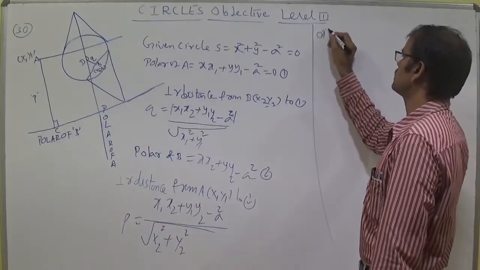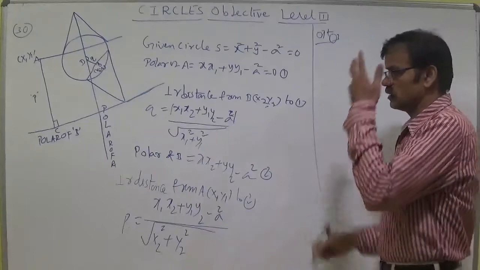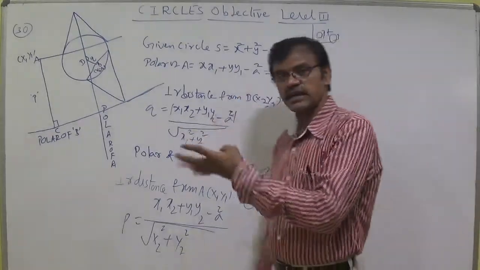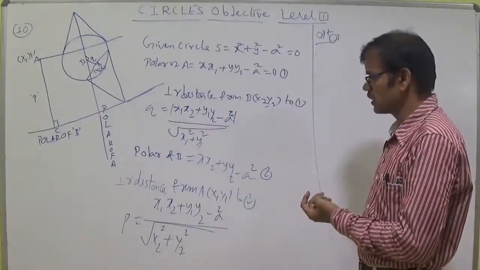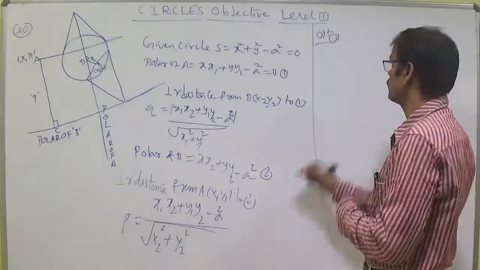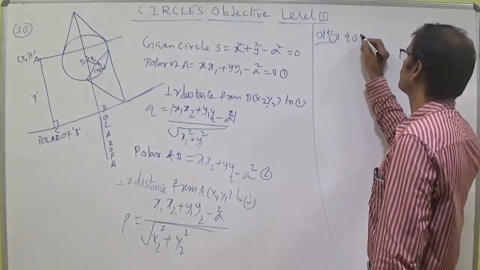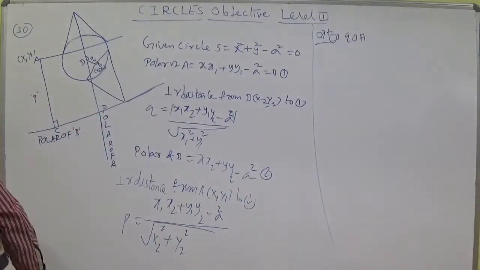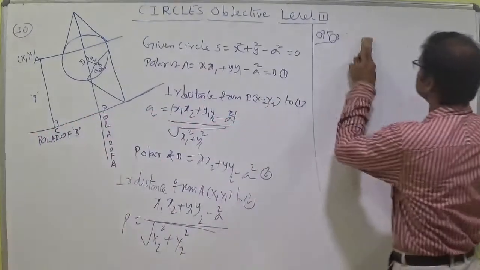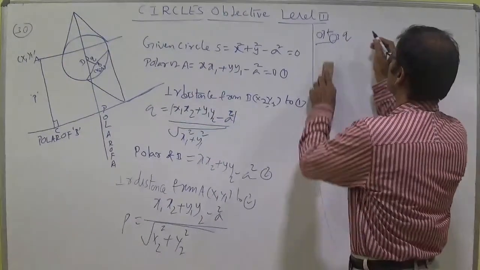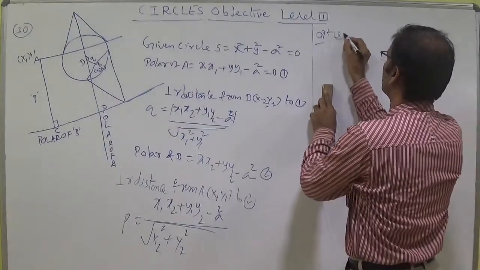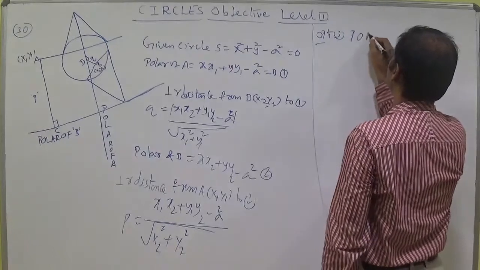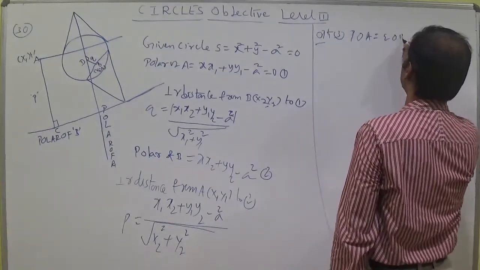Option 3 verification. If we change the letters, maybe it is the second option. That is why we may get confused. Read the question carefully. Option 3: QOA is equal to POB. POB is equal to QOA. Verification of option 3: POA is equal to QOB.